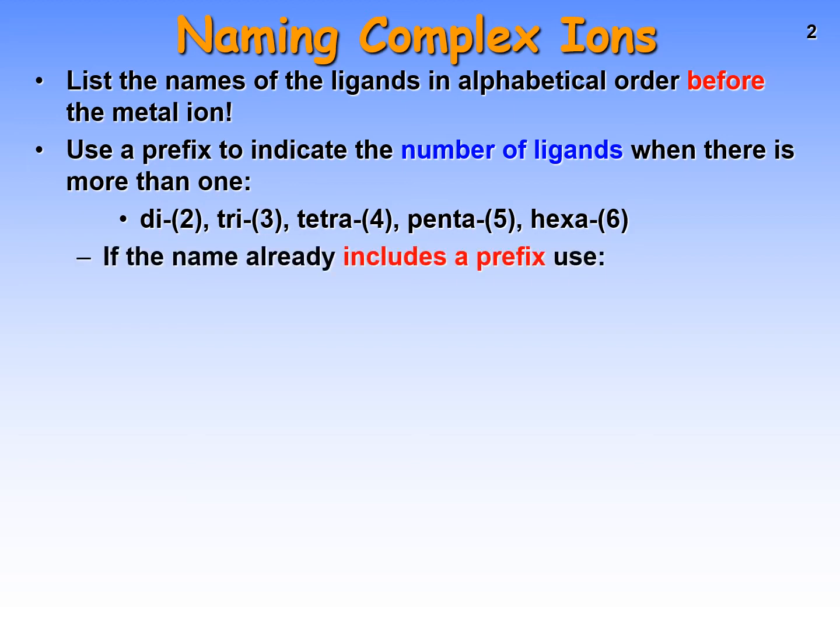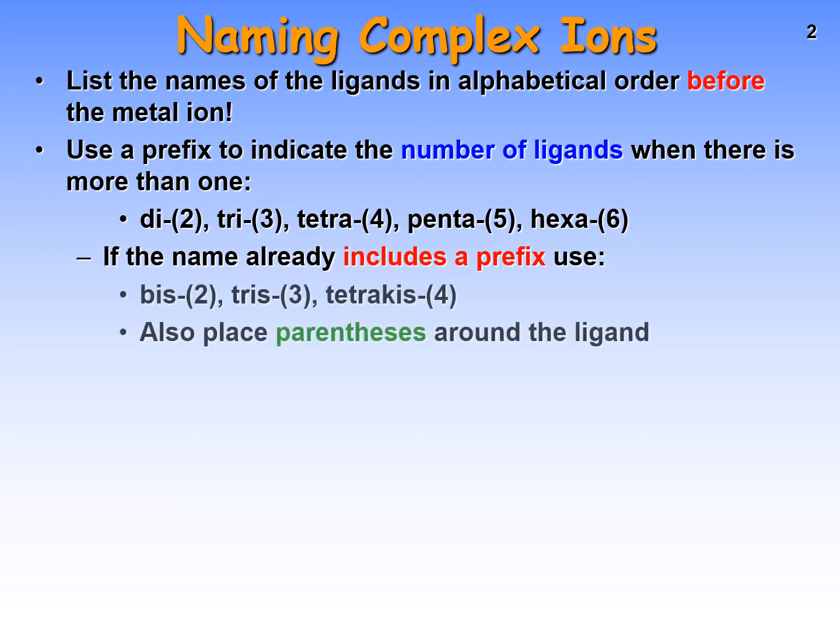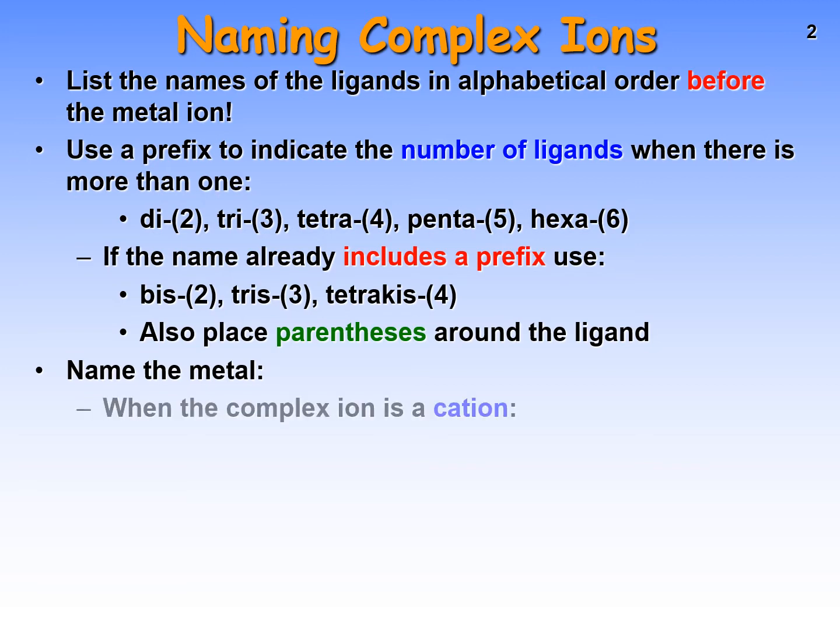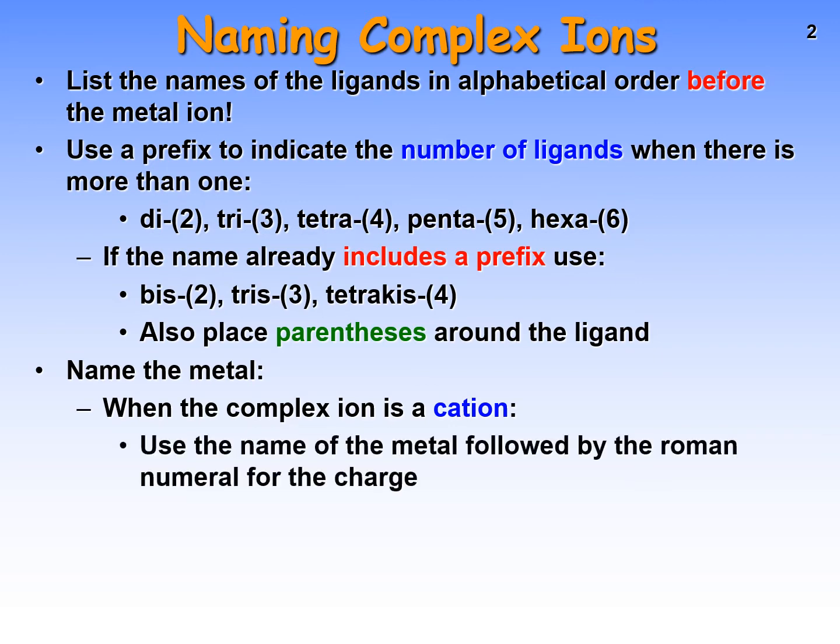If the ligand's name already includes a prefix, this is something new. We have to use a different set of prefixes, not di, tri, tetra, penta, hexa, but instead bis, tris, tetrakis. We also put parentheses around the ligand name, and we'll do some examples of this in a second. Finally, once we've listed all of our ligands in alphabetical order with their prefixes, we then name the metal center in the complex ion. Now, if the complex ion overall is a cation, then we just write the name of the metal followed by the Roman numeral for the charge. And that's it, then we're done.